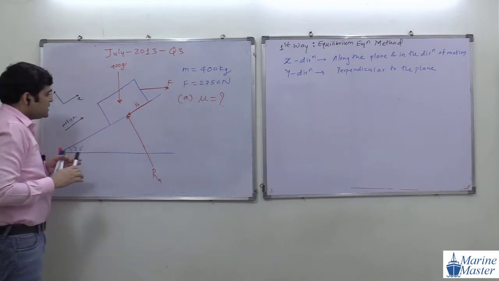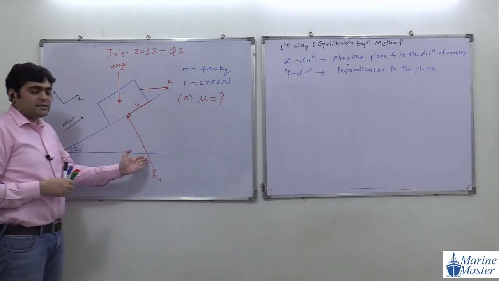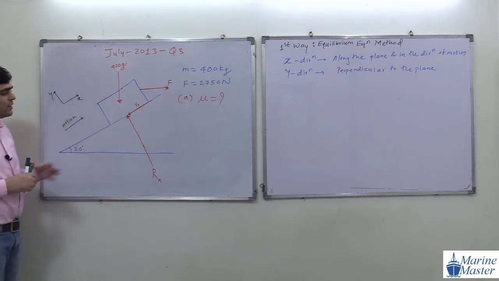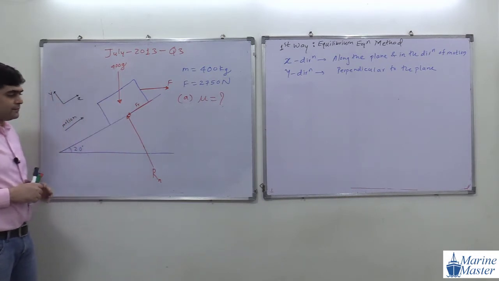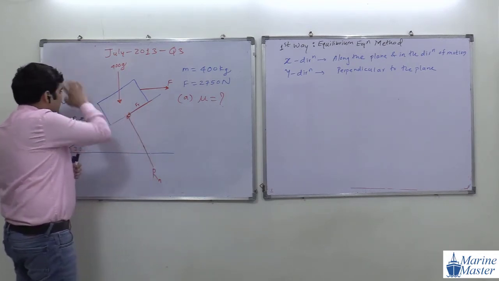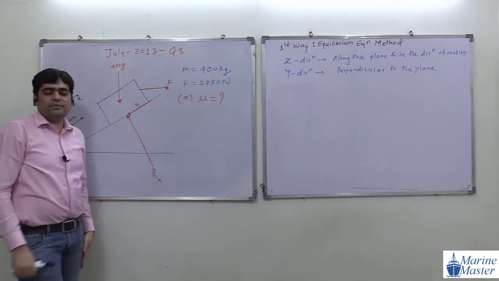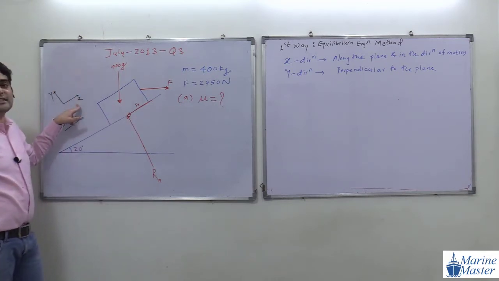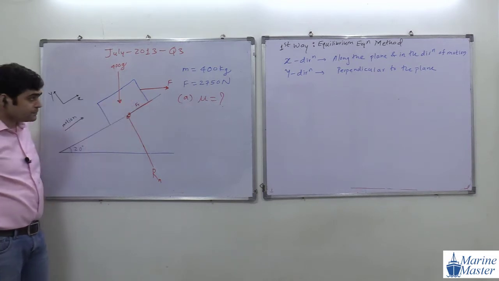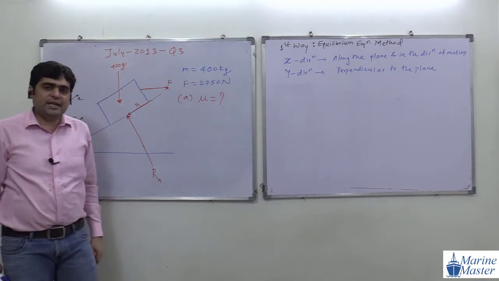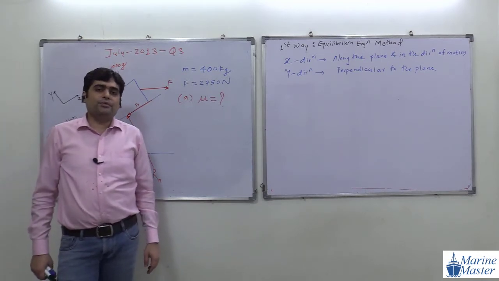Okay. Now here, what is the direction of Rn, x direction or y direction? Rn is perpendicular to the plane, so directly y direction. What is the direction of Fr, x direction or y direction? Negative x direction. Okay guys, are you getting my point? Fr is along the plane. What about 400g here?